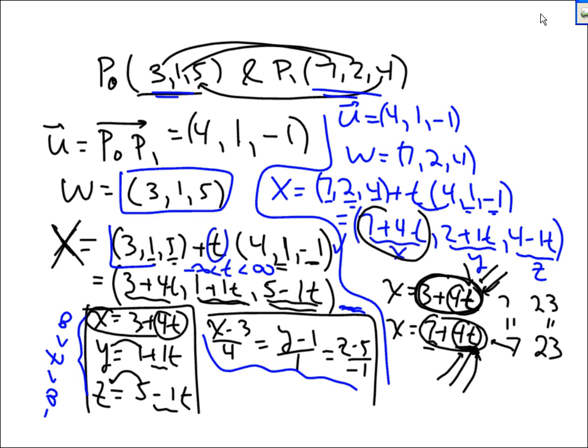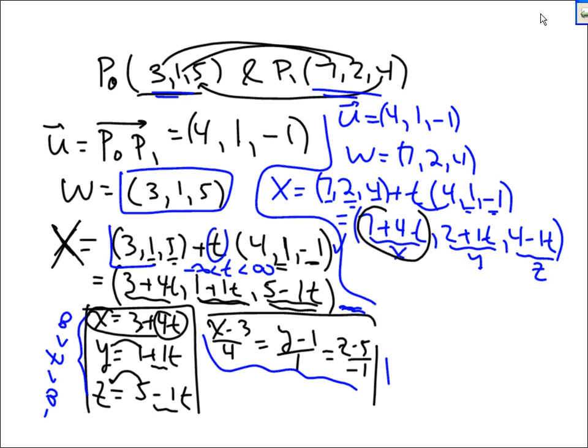So the way you write it is not unique. I guess it is safe to say there are two ways of writing it. One way was using the point P1, (3, 1, 5), and another way using the point (7, 2, 4). So there's more than one way of writing the answer, which is pretty neat.